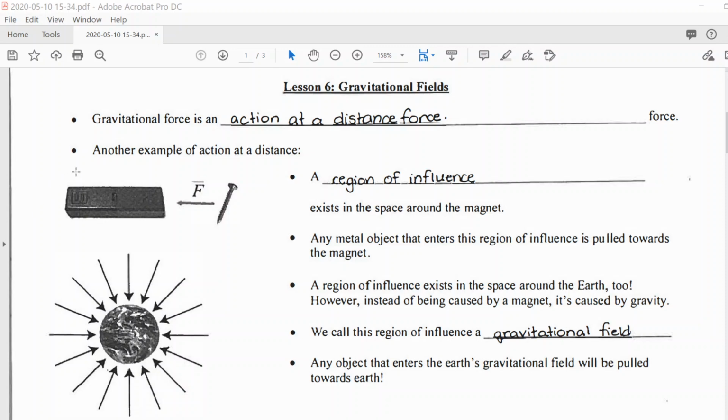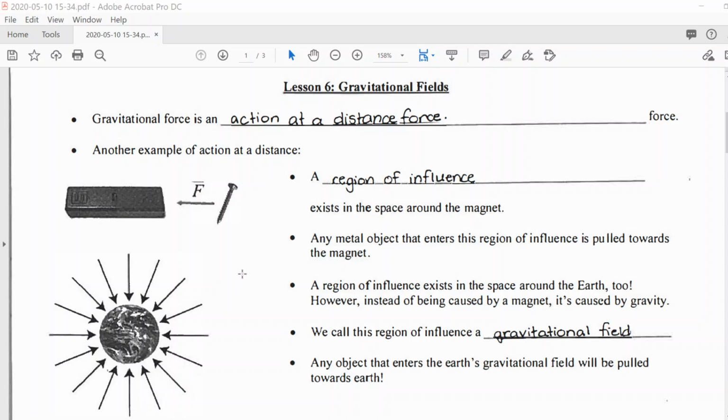So the idea is there's a magnetic field here. That region of influence is called a field. And the field is actually what causes this force. So there's a region of influence around the Earth as well, but instead of being caused by a magnet, it's being caused by gravity. So if you look at this picture here, these arrows are supposed to be showing the region of influence. Now you can't actually see them, they're invisible, but if you could see them, that's what they would look like. This region of influence with all of the arrows in it is called a gravitational field.